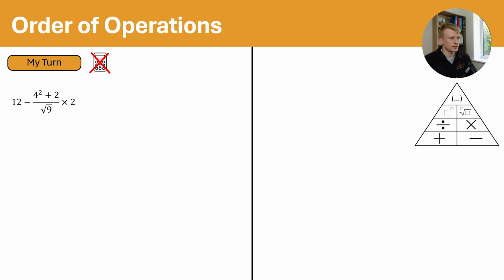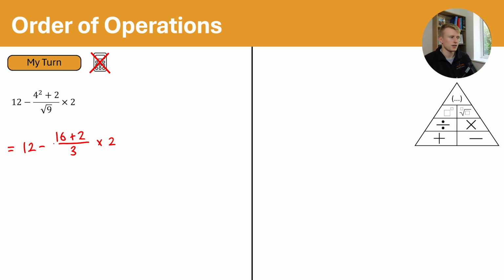All right, let's look at a harder example. So we've got a lot going on in this example. I'm doing 12 subtract 4 squared add 2, all divided by the square root of 9 multiplied by 2. Let's do our indices first because we don't have any brackets. So I'll do my 4 squared, that gives me 16. And I'll do my square root of 9, which gives me 3.